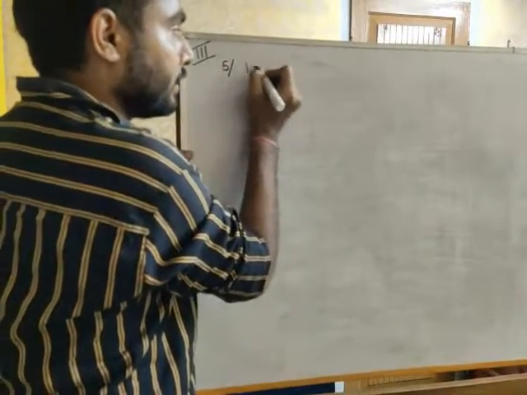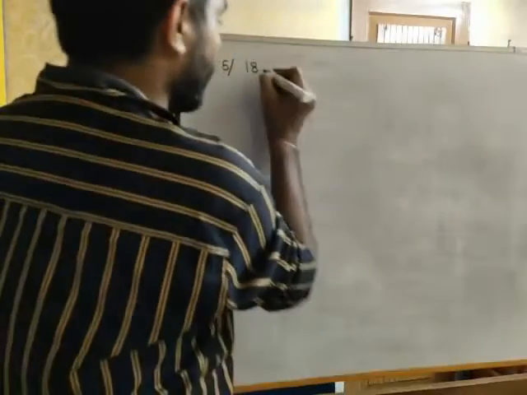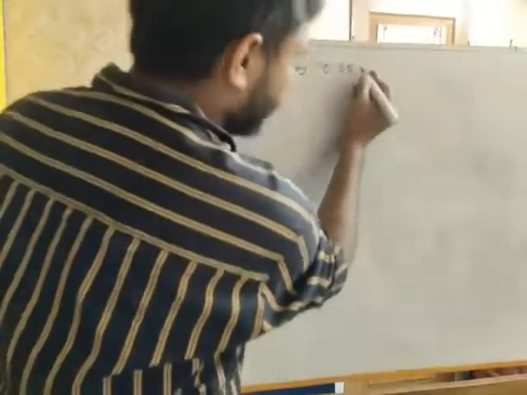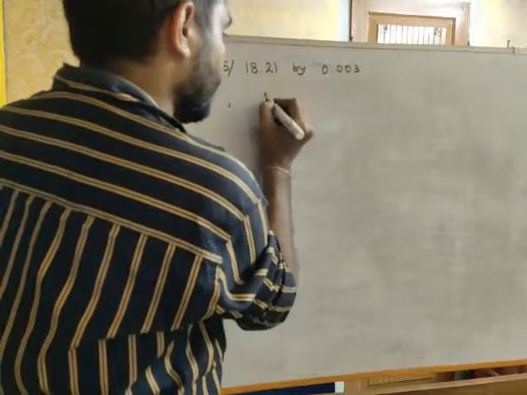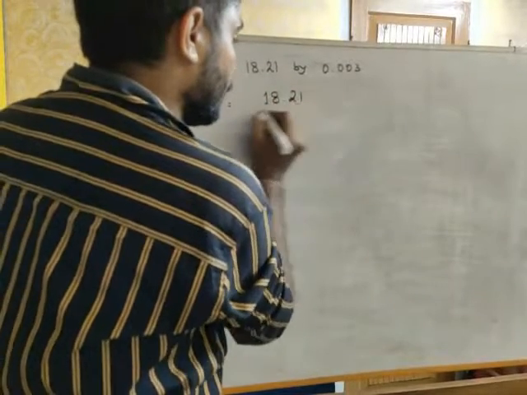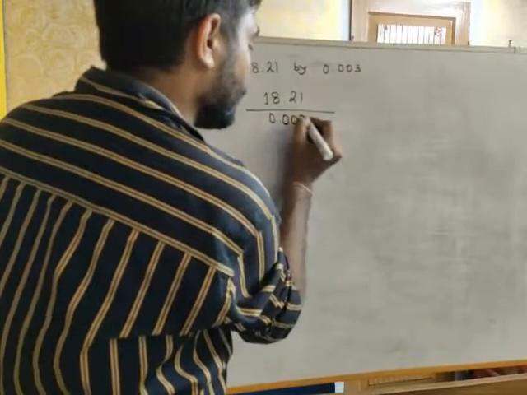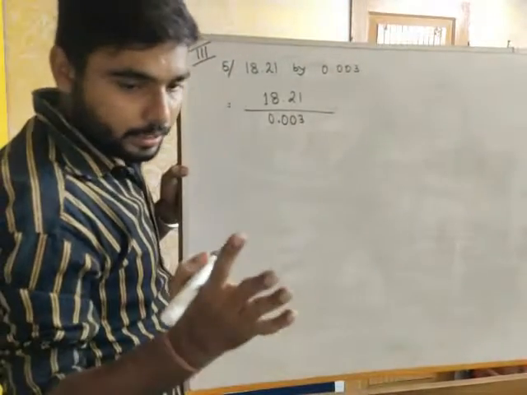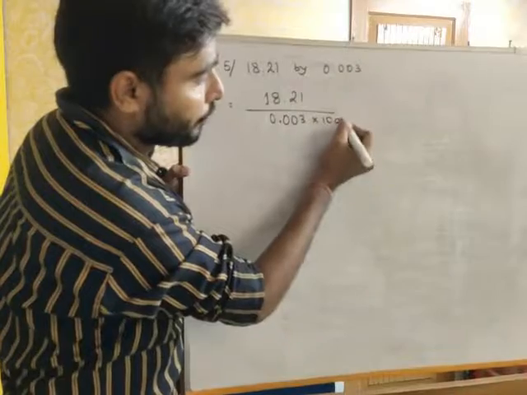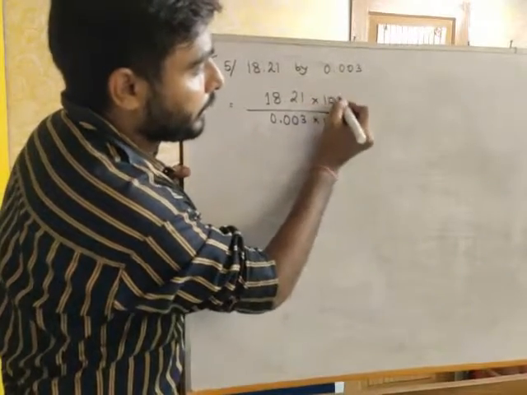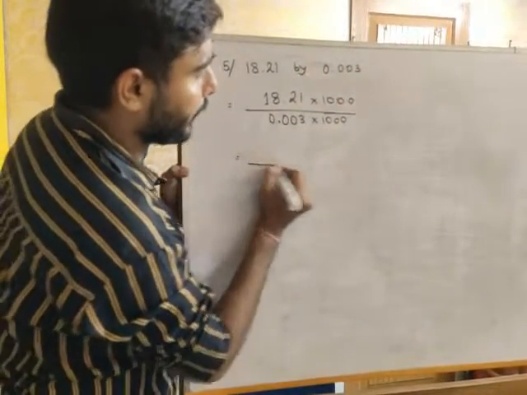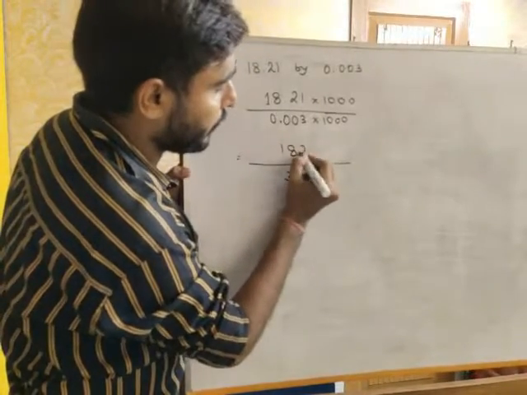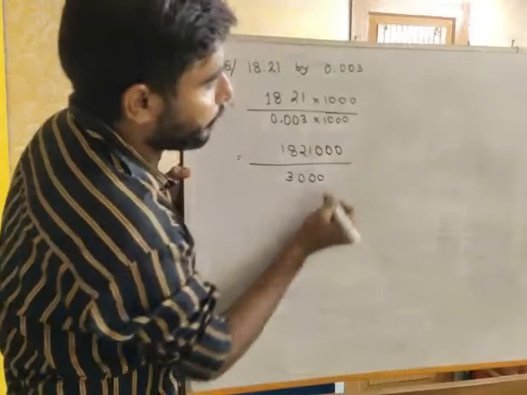So number 5 is 18.21 by 0.003. So it will be 18.21 divided by 0.003. So after decimal, in the denominator we have 3 decimal places, so 1 with 3 zeros. To give the balance, 1000 will be multiplied with the numerator. 3 into 1000 is 3000 and 1821 into 1000 is 1821000.